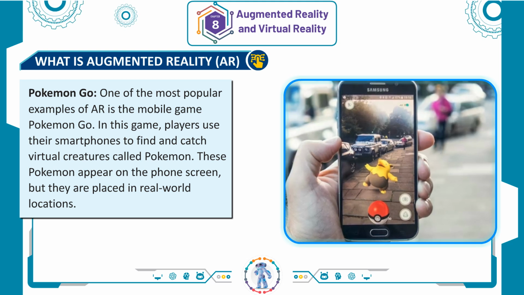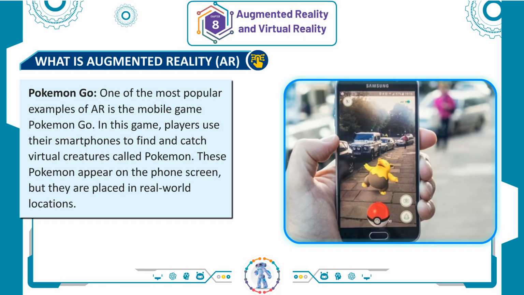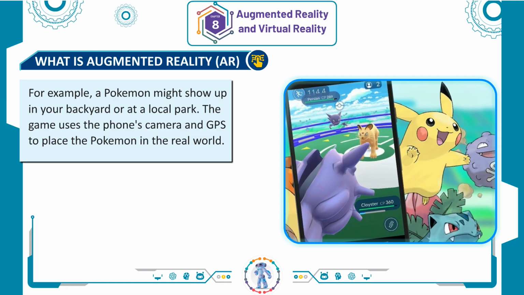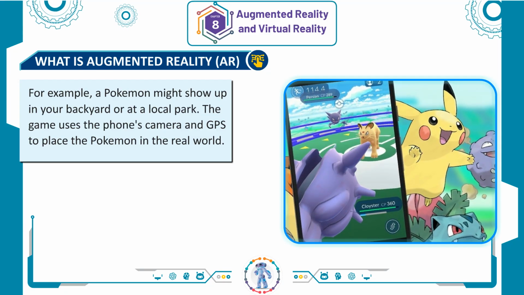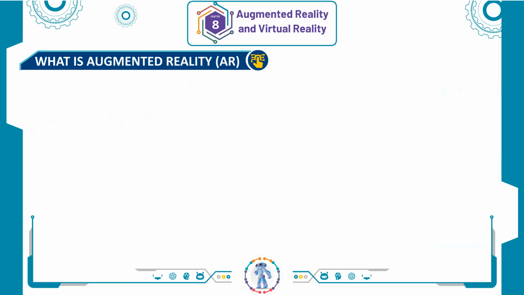In this game, players use their smartphones to find and catch virtual creatures called Pokemon. These Pokemon appear on the phone screen, but they are placed in real-world locations. For example, a Pokemon might show up in your backyard or at a local park. The game uses the phone's camera and GPS to place the Pokemon in the real world.